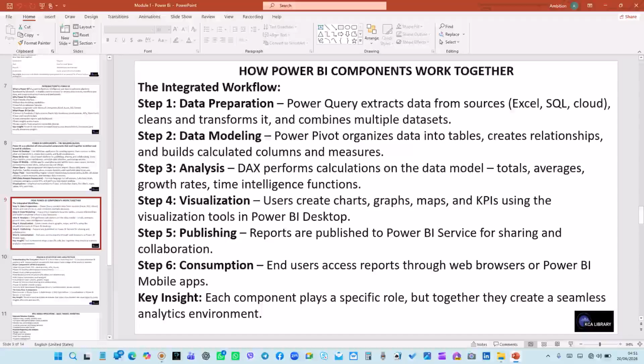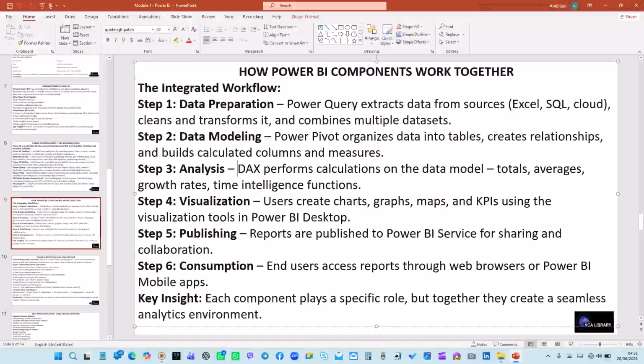BI Desktop. Now we have publishing, which is step 5, where reports are published to Power BI Service for sharing and collaboration. Now we have the consumption stage, which is step 6. Here, end users access reports through a web browser or Power BI mobile apps. The key insight here is that each component plays a specific role, but together they create a seamless analytic environment.